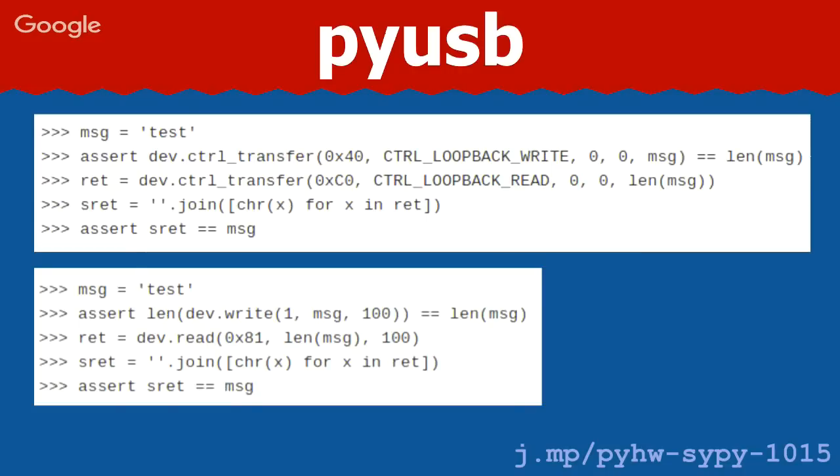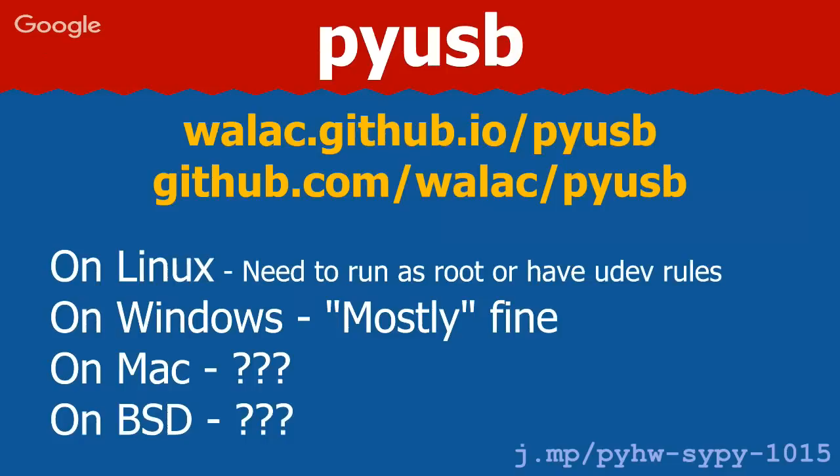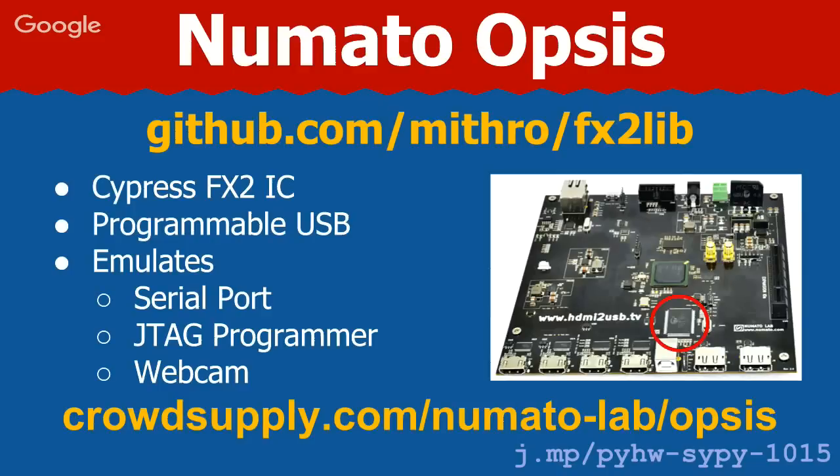This is kind of what the code looks like. If you understand USB, you will understand what that means. If you don't, sorry, but I don't have enough time to explain it. There are a few little problems with using PyUSB. Generally, you need to run it as root unless you've set up permissions properly with udev rules. On Windows, it's mostly fine. There are some corners. I have no idea about Mac or BSD. I don't run any of those systems, so it can be a little bit tricky for that reason.